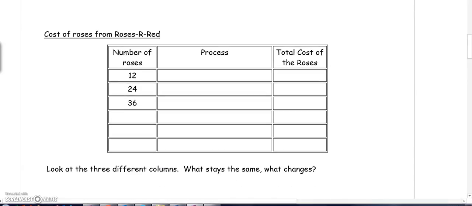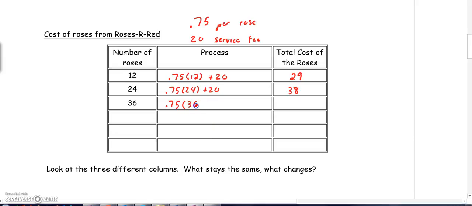In this case, for our cost for Roses Are Red, remember that it's 75 cents per rose, and it's a $20 service fee. So if I want 12 roses, I have 0.75 times 12 plus $20, which gives me, when I put it into my calculator, a cost of $29. For 24 roses, 0.75 times 24 plus 20 gets me $38. For 36 roses, I get 75 cents times 36 plus 20, which is $47. I'm going to keep going with my roses going up by 12, so I have 48, 60, and 72.